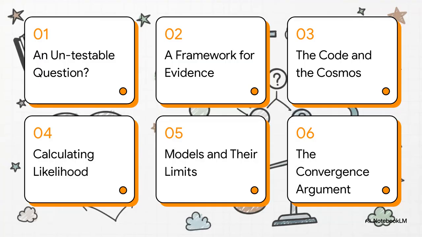All right, so here's how we're going to break this down. First, we'll ask if this is even a question we can test. Then we'll look at the framework they use, dive into some of the actual evidence they present, see how the final numbers shake out, talk about the all-important limits of these kinds of models, and finally wrap up with the core idea they call the convergence argument.